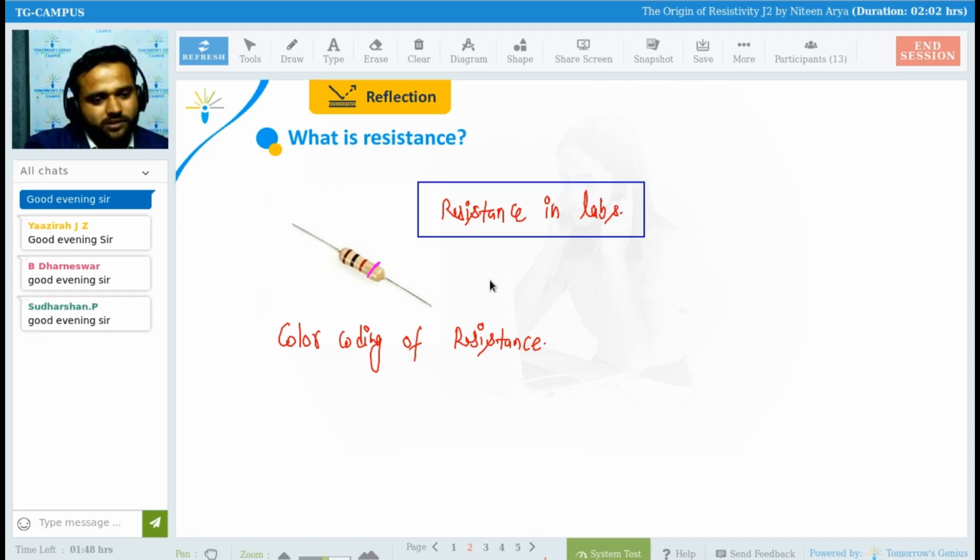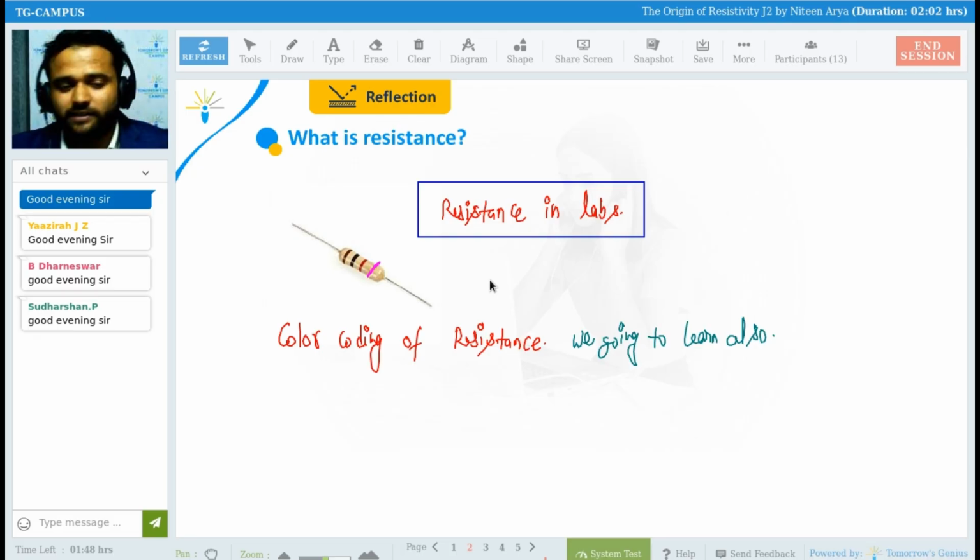So it is the hindrance faced by the electrons. Okay, anyone else? What is resistance? That is the question in general. Color coding of resistance, we are going to learn in the next lecture. Tell me, anyone, beta. The basic thing. See, the basic thing is the difficult thing. Obstruction to the flow of current is resistance.